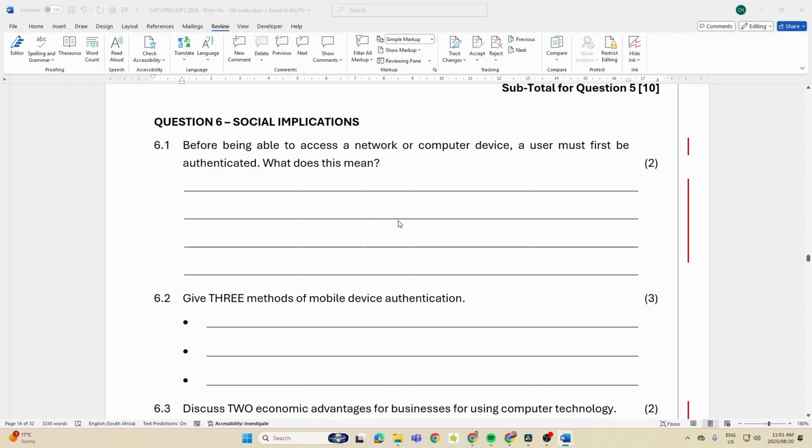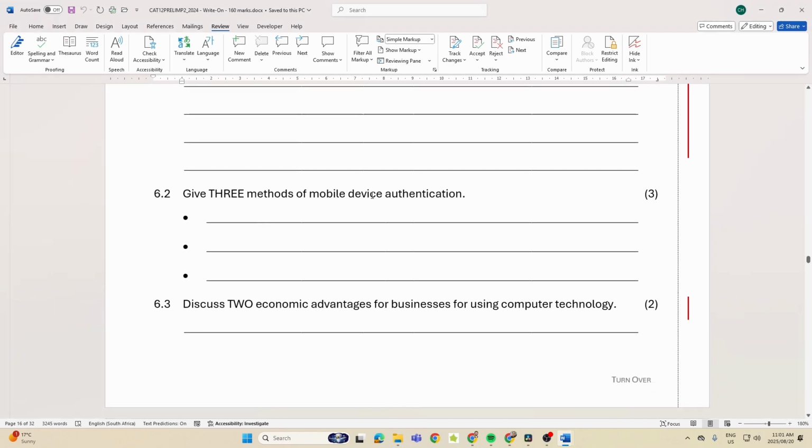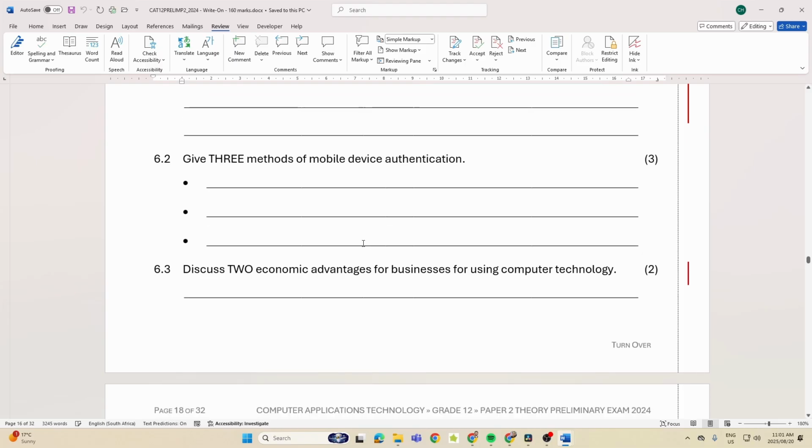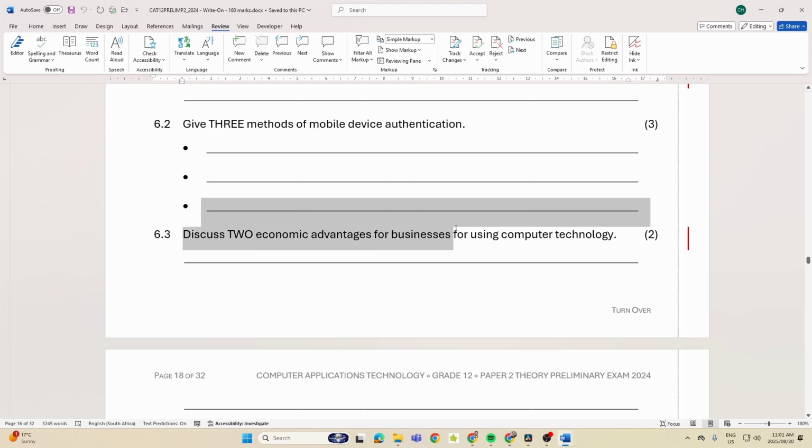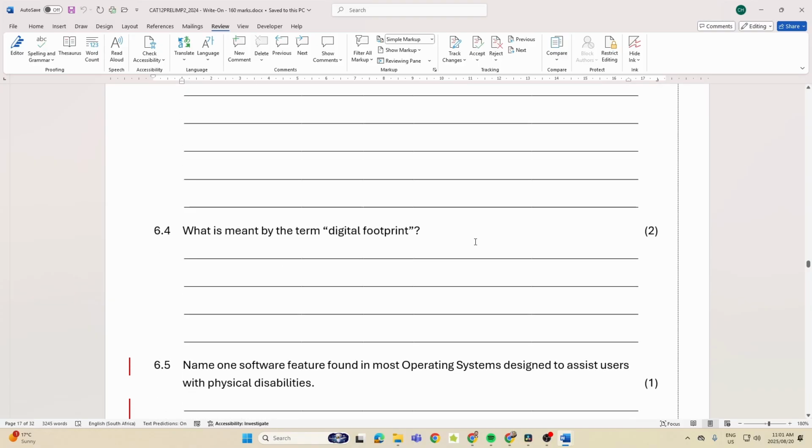Question 6, your social implications. Again, authentication, mobile device authentication. 2 economic disadvantages for businesses using computer technology. Okay, do you see the type of questions that are coming up? Here's one that many of you get wrong. What is meant by your digital footprint? It's the trail of data that you are leaving behind when you use the internet.